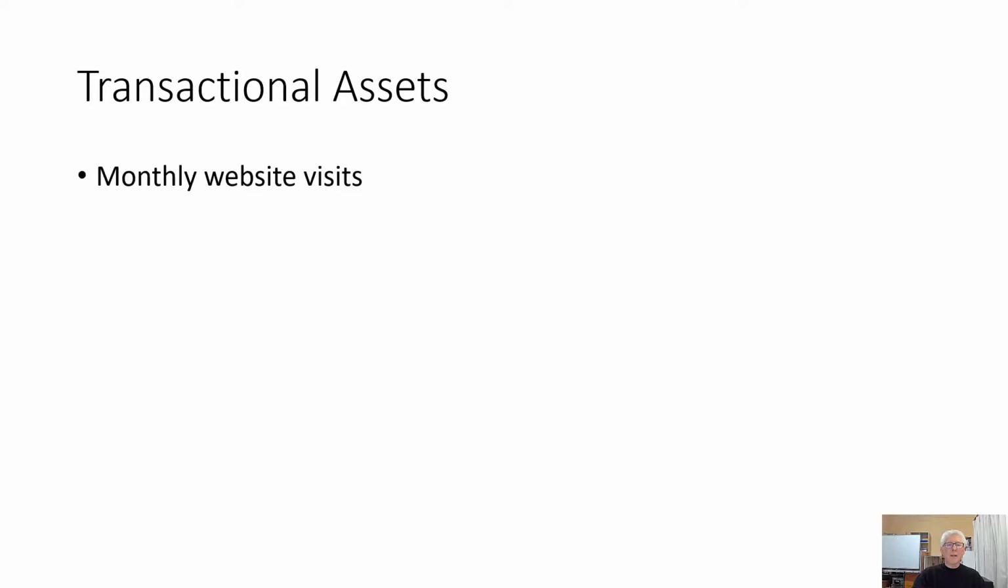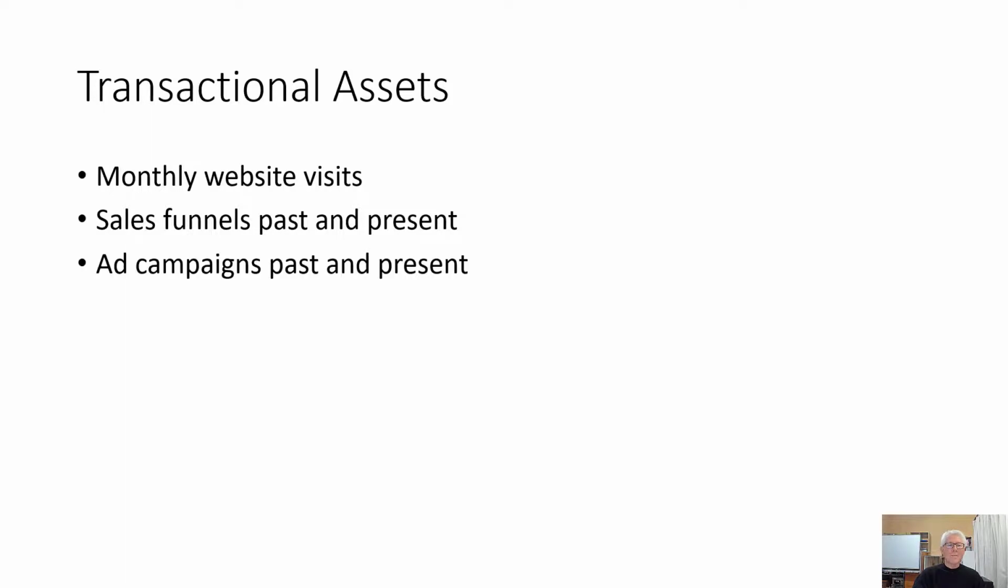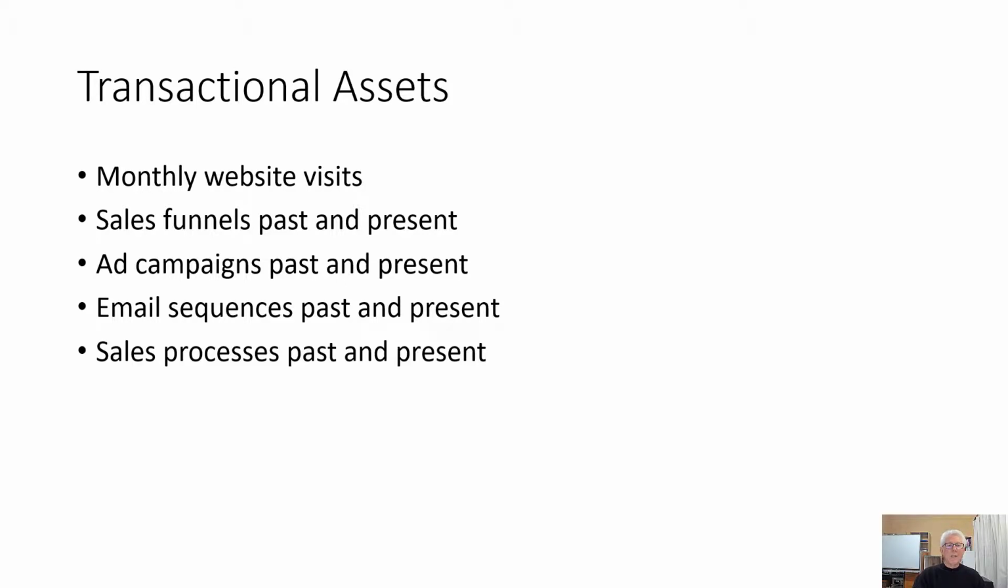And then transactional assets, things like monthly website visits, sales funnels past and present, ad campaigns past and present, email sequences past and present, sales processes past and present. Now, here's the thing. The difference between a sales process and a sales funnel, it tends to be more things like e-commerce or information products. It depends on the value of the product that you're selling. The reality is that there's less personal touch. But these days, even in info products, if the sales are getting over $200, there tends to be a need for personal contact.